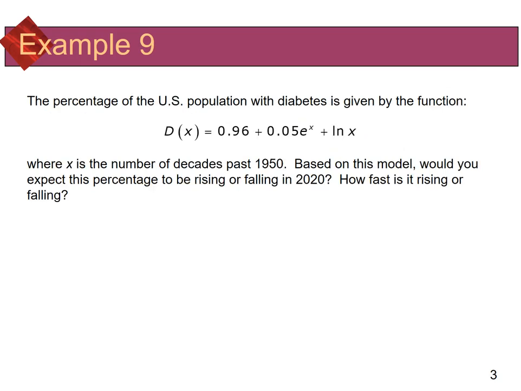The percentage of the U.S. population with diabetes is given by the following function. D of x equals 0.96 plus 0.05 e to the x plus the natural log x. x is the number of decades past 1950. So D is a percentage of the U.S. population. x is the number of decades past 1950. Based on this model, how would you expect this percentage to be rising or falling in 2020? And how fast is it rising or falling?